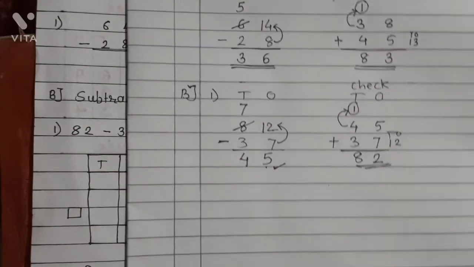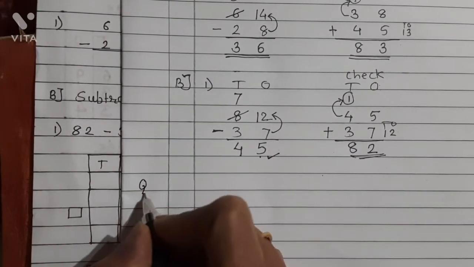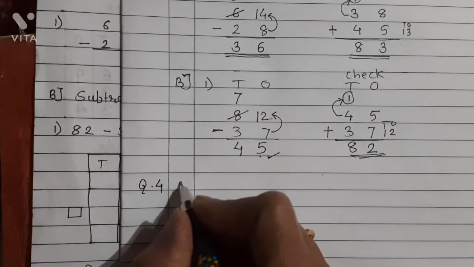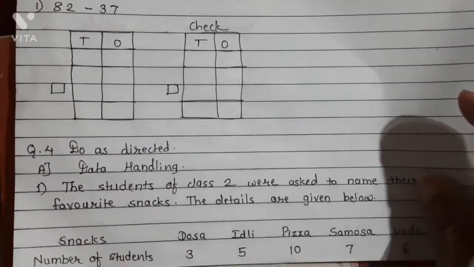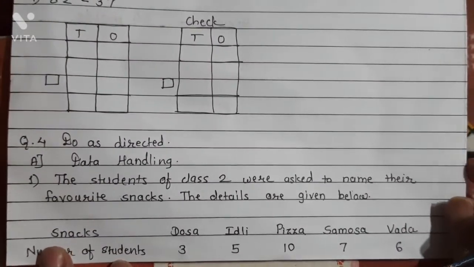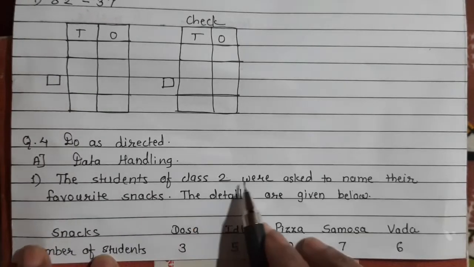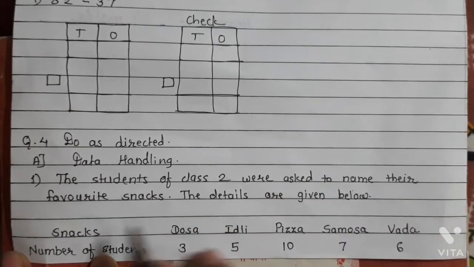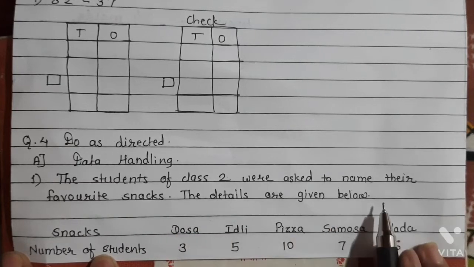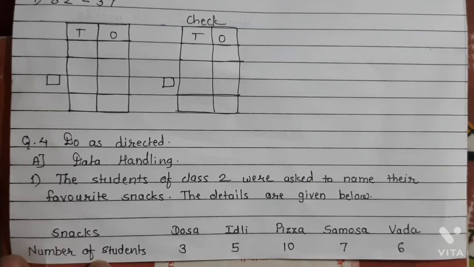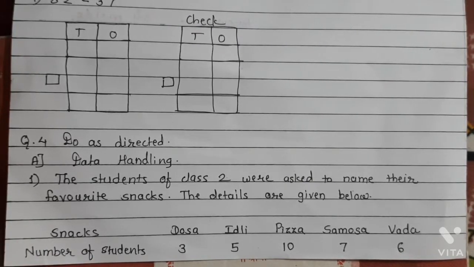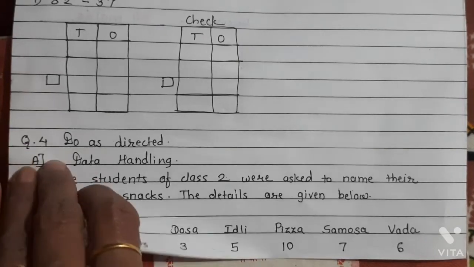Now we'll see question number 4. So we'll write it here, question number 4. And from that, we are going to solve a question which is data handling. So we'll see here what information is given. The students of class 2 were asked to name their favorite snacks. The details are given below. Dosa is liked by 3 students, idli by 5, pizza by 10, samosa by 7 and vada by 6. So next questions are there, which we are going to solve.